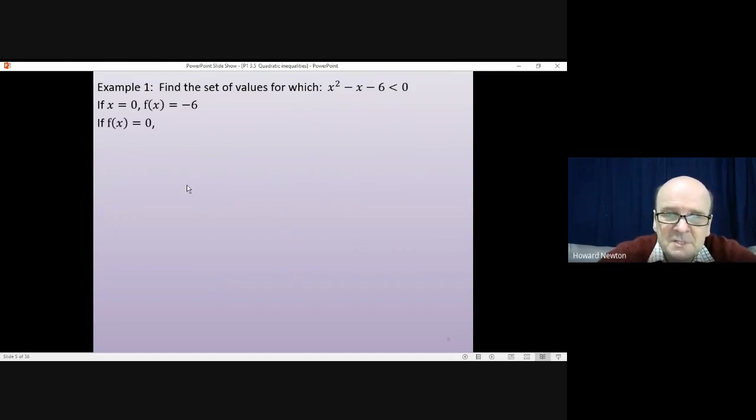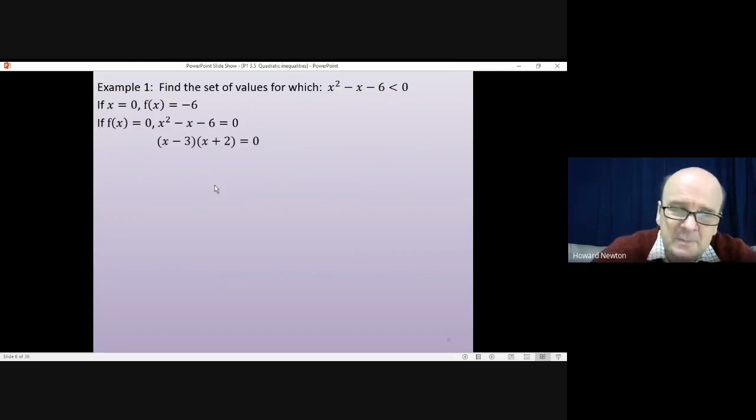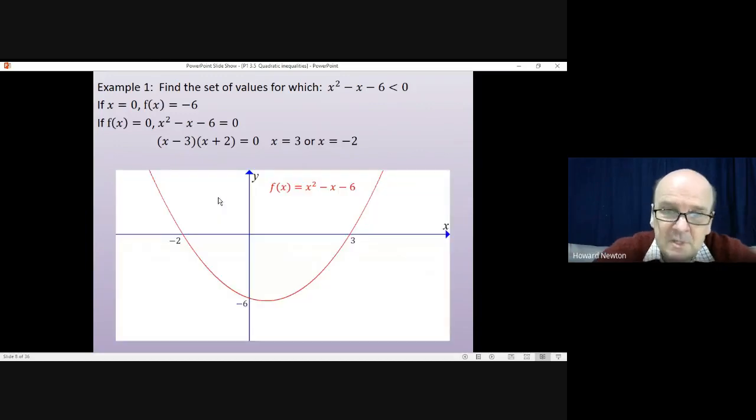Now, if f of x equals 0, that means that x squared minus x minus 6 equals 0. That does factorize into two brackets, (x - 3)(x + 2). If the first bracket equals 0, that'll mean x equals 3. If the second bracket is 0, that'll mean that x equals -2. And at this point, we can sketch it. So the quadratic will look something like that. Crossing points at -2 and 3 on the x-axis, crossing point at -6 on the y-axis.